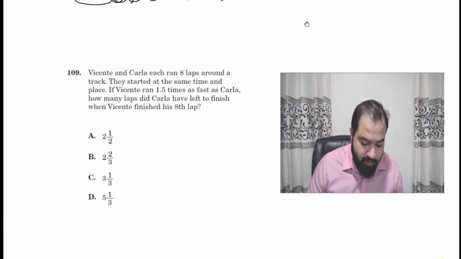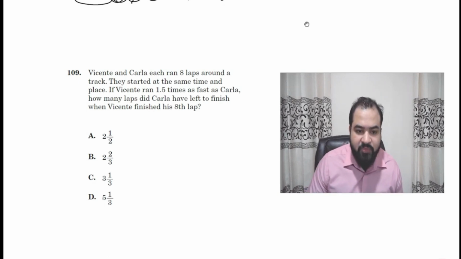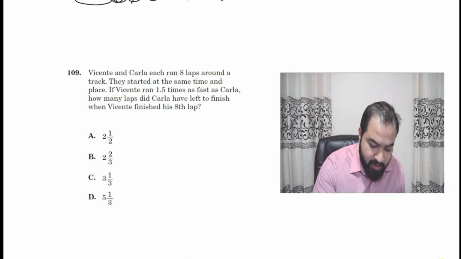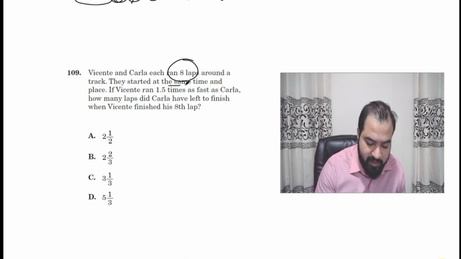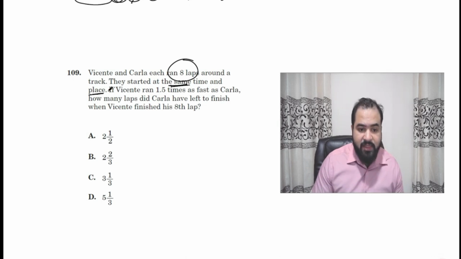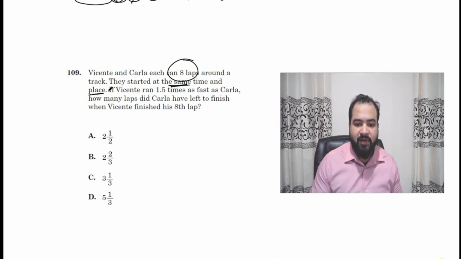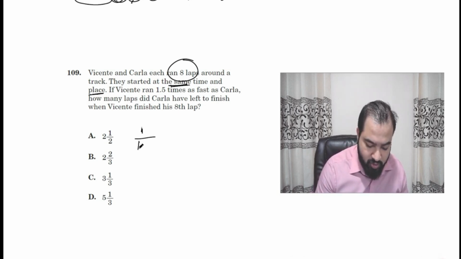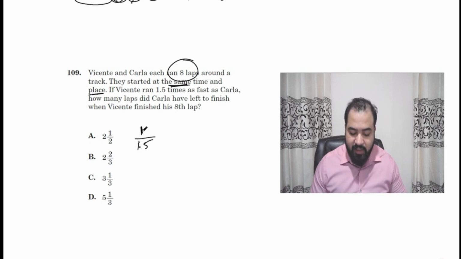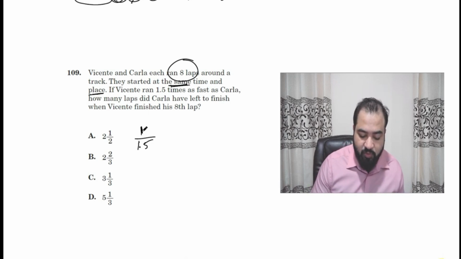Now question 109. Vicente and Carla each ran 8 laps around a track. All right, so 8 laps around the track, and they started at the same time and the same place. Now Vicente ran 1.5 times as fast as Carla. So the ratio of Carla to Vicente is 1 to 1.5. Whatever Carla's speed is, Vicente's speed is 1.5 times that.